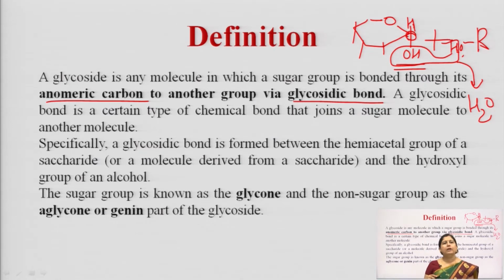A glycosidic bond is a type of chemical bond that joins a sugar to another molecule. Specifically, a glycosidic bond is formed between the hemiacetal group of the saccharide, or a molecule derived from a saccharide, and the hydroxyl group of the alcohol. The sugar group is known as the glycone, while the non-sugar group is known as the aglycone or the genin.